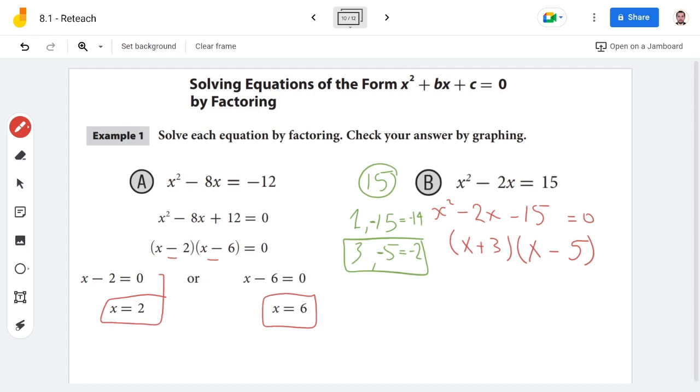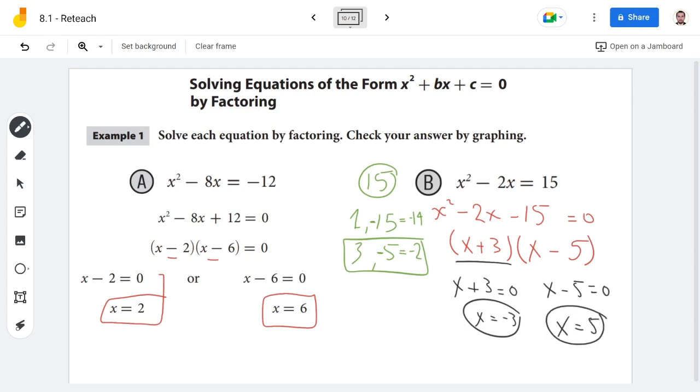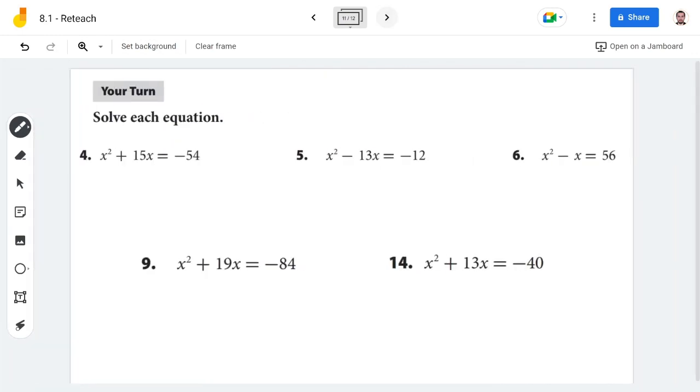Now let's find the zeros. I take each factor equal to 0. So x plus 3 equals 0, so x is equal to negative 3. Then x minus 5 equals 0, so that means x is equal to positive 5. So this is how we can solve this.